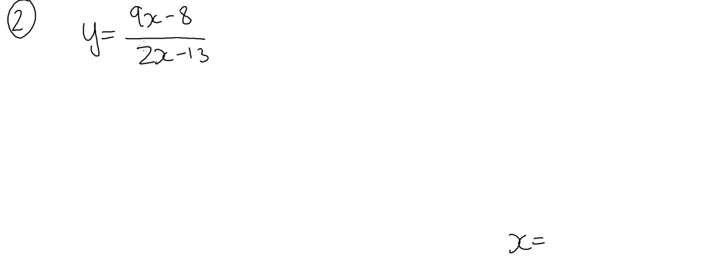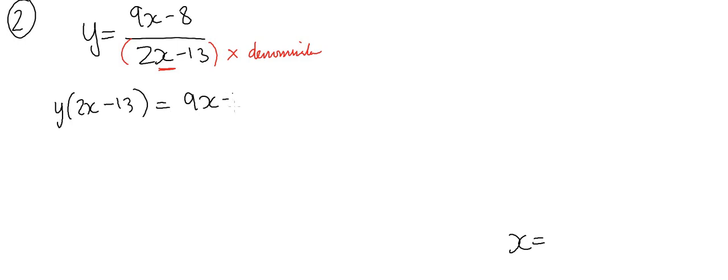Remember we did this? I've got an x here in the denominator. So I'm going to multiply by the denominator. Okay, and I'm going to imagine that's a bracket and I'm going to multiply by that. So when I do that, I'm going to end up with y times that bracket. And on the right hand side, because I divided by 2x minus 13 and now I've multiplied by 2x minus 13, I'm just left with 9x minus 8. Make sure you understand that point because that's very important.